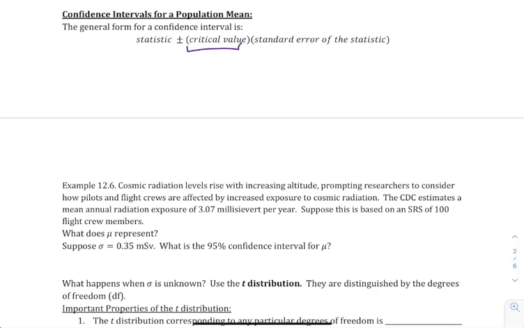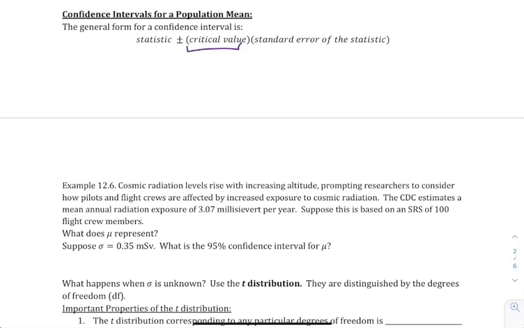So first, let's look at example 12.6 because this is the only case where you can use that z-distribution. In example 12.6, we read that cosmic radiation levels rise with increasing altitude, prompting researchers to consider how pilots and flight crews are affected by increased exposure to cosmic radiation. The CDC estimates a mean annual radiation exposure of 3.07 millisievert per year. I need to look up how to pronounce that. Suppose that this is based on a simple random sample of 100 flight crew members.